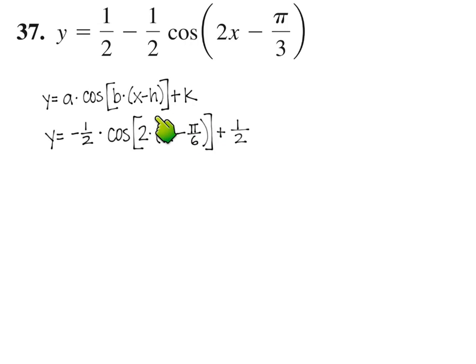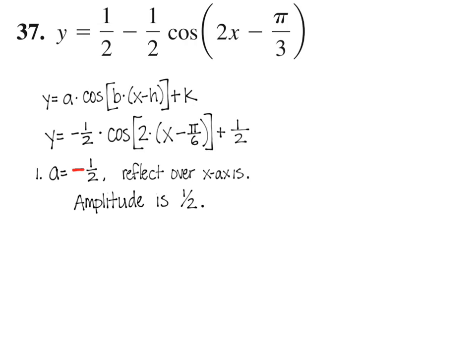When you distribute the 2 back in, you'll get 2x minus pi over 3. So there's our frequency, and this is our horizontal shift. The amplitude is negative, which means it reflects over the x-axis, but it's 1/2, so that's how high and how low it goes: up 1/2 unit and down 1/2 unit from the midline.